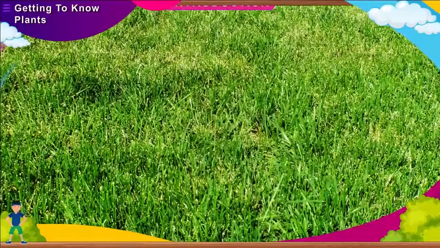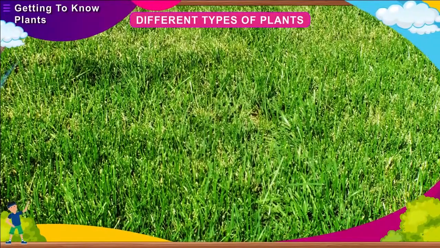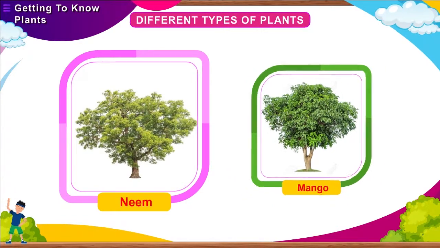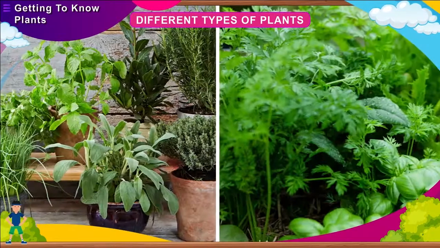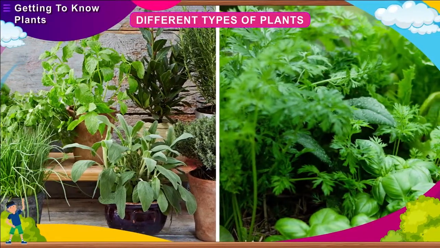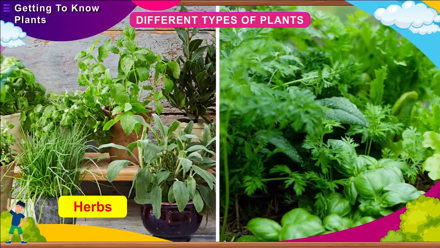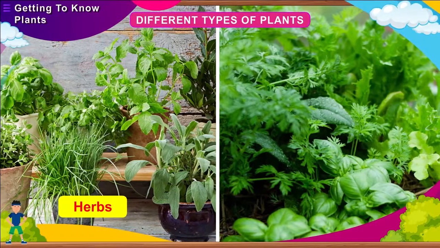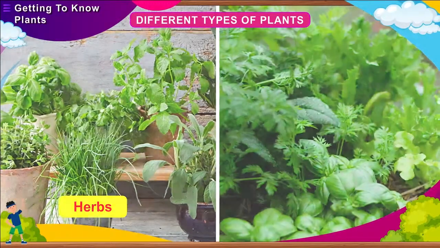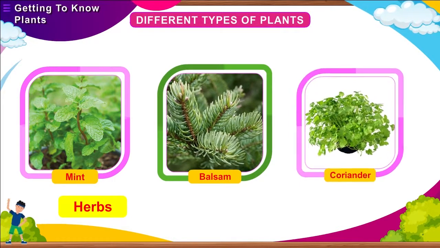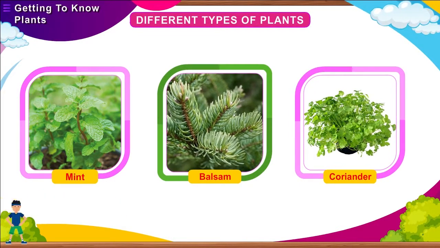Different types of plants. Plants may be as small as grass and as big as a neem tree or mango tree. Classification on the basis of size. Herbs. Such plants have a soft, green, delicate stem. Their life cycle is of one or two seasons. Some common herbs are mint, balsam, coriander, and so on.